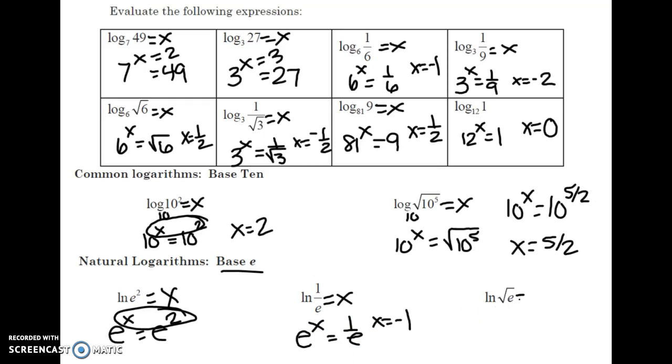All right, same thing here. I want to know what this equals. So e to what power will equal square root of e? Well, square root of e means that this is e to the 1/2. So x must be 1/2. All right, so converting between the two, you write your base, and then you switch the other two components.